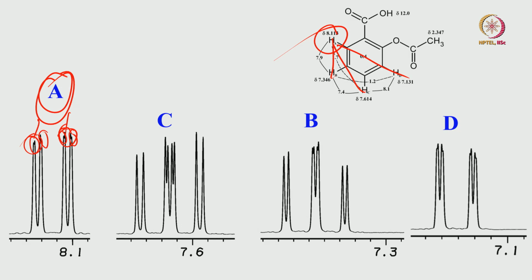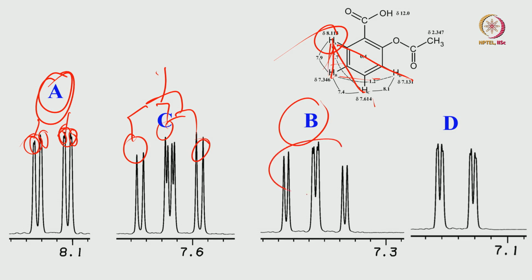Proton C experiences 2 ortho couplings, one ortho coupling and another ortho coupling like this, and each line of them becomes a doublet because of meta coupling. That is, 2 ortho and meta. Proton B is also like that, 2 ortho and 1 meta. Exactly a similar pattern, except the resolution is not there. This also gives 8 lines. HB also experiences 2 ortho and 1 meta coupling.